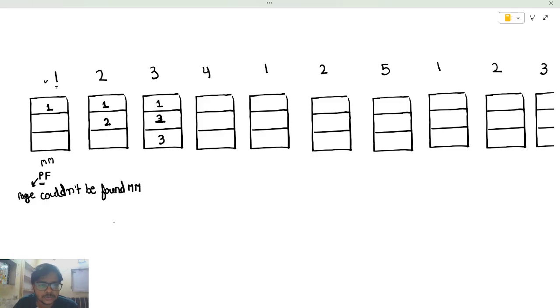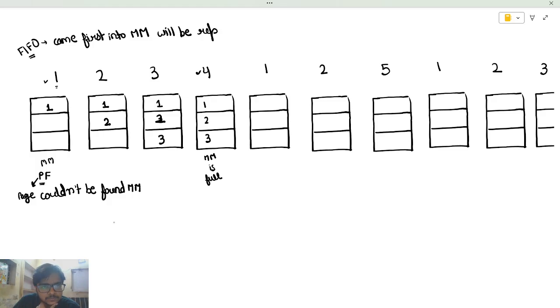Now you can see 1, 2, 3. Now your main memory is full. Now the CPU requested the fourth page. Which of the pages present in main memory will this page replace? It will be decided by the FIFO strategy. FIFO tells that whoever came first into main memory will be replaced. First in will go, first out will be replaced.